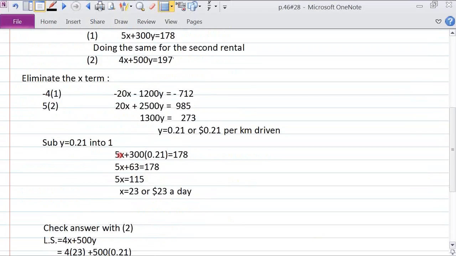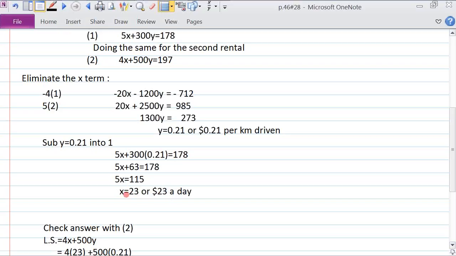And so 300 times 0.21 gives me 63. Transpose the 63 to the right side. 178 minus 63 gives me 115. 5x equals 115. Divide this by 5, I get x. Divide this by 5, I get 23. So it costs $23 a day to rent the car.